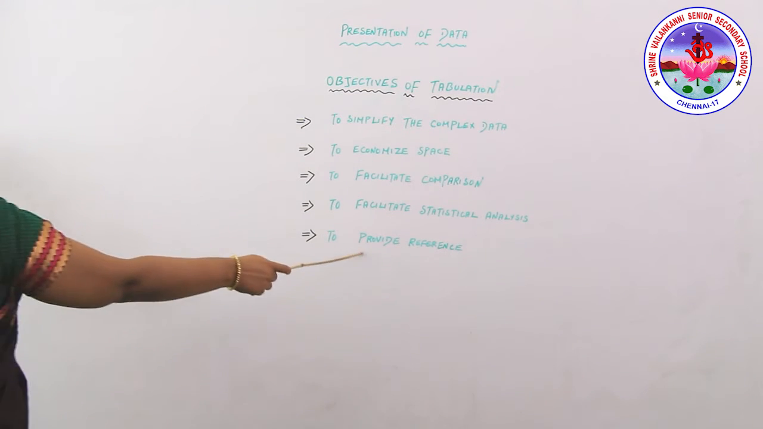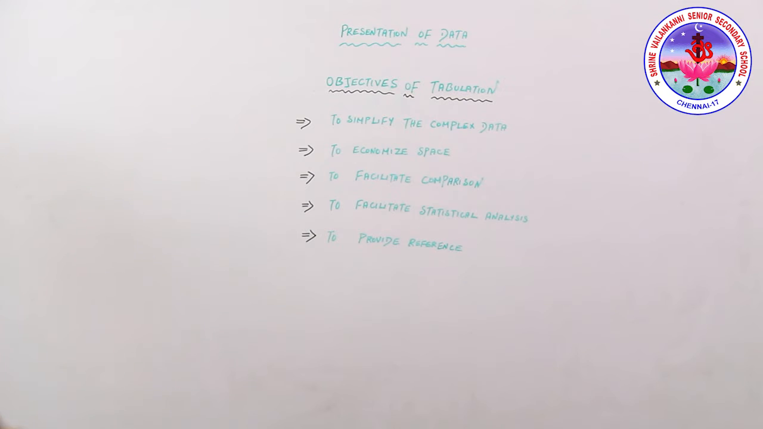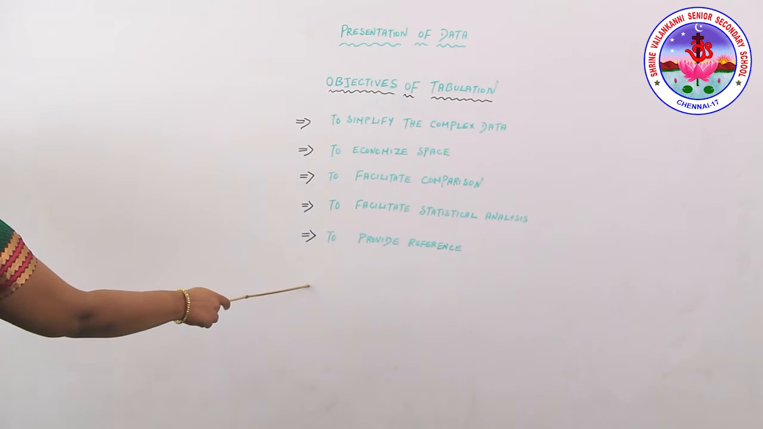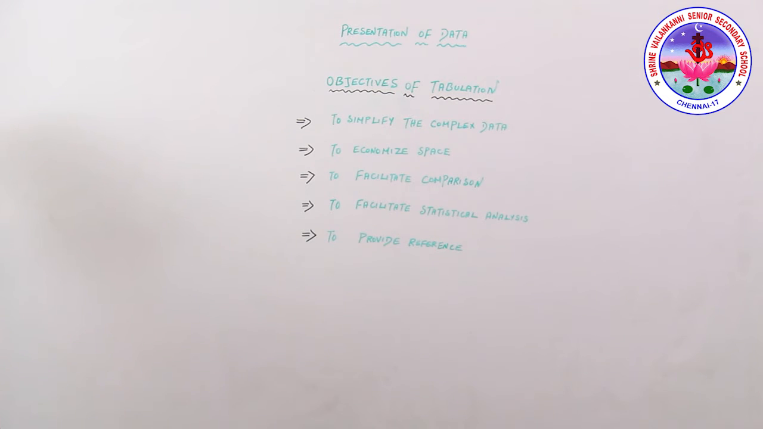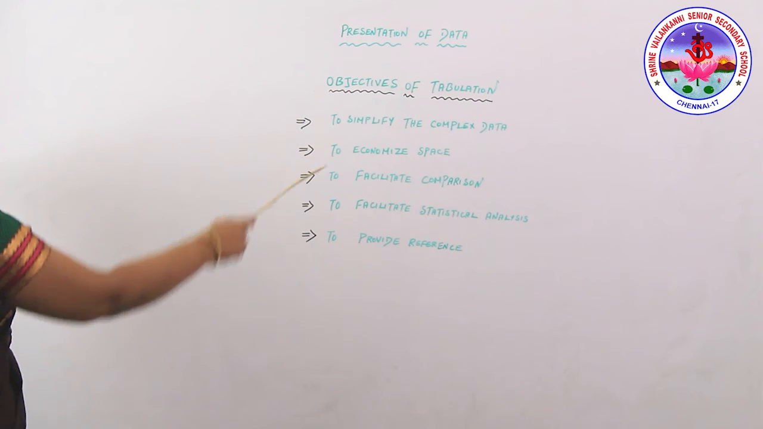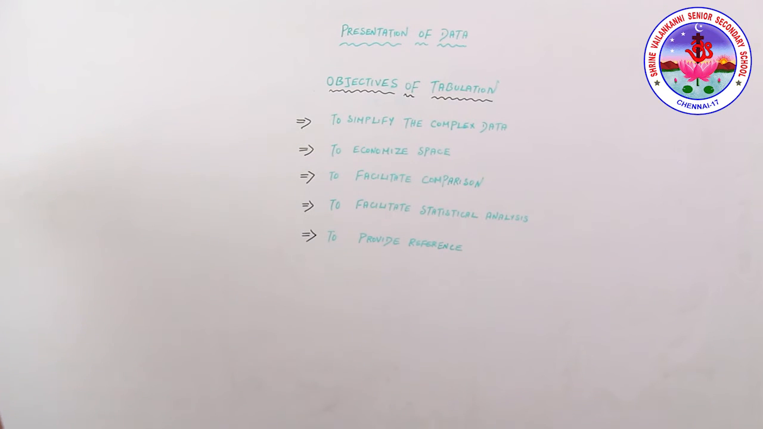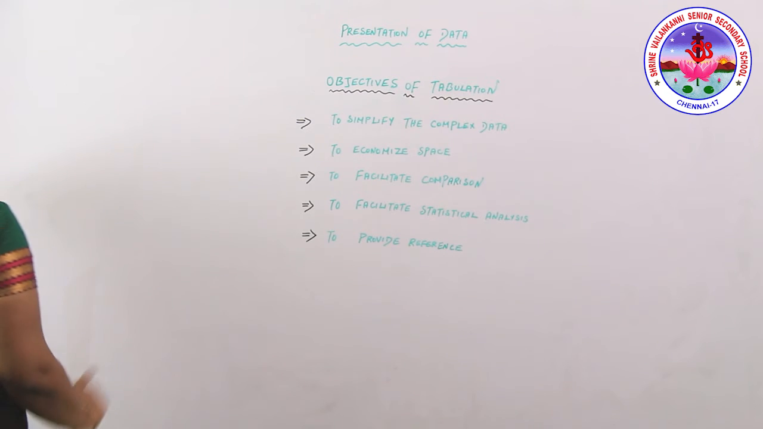The next one, to provide reference. The tabulation aims to provide references for further studies, as data arranged in tables with titles and table numbers can be easily identified, and at the same time we can use it. That's why we are calling it to provide references. So these are the objectives of tabulation: to simplify the complex data, to economize the space, to facilitate comparison, to facilitate statistical analysis, and the last one is to provide reference.